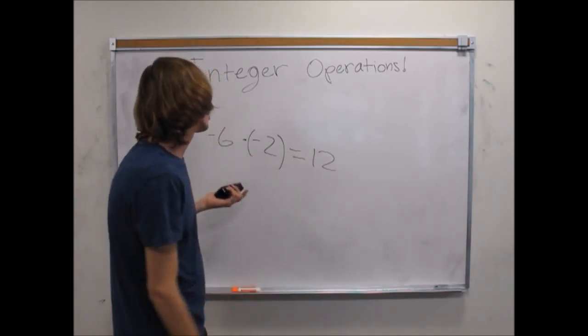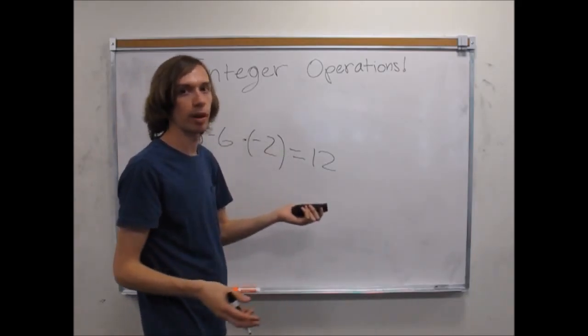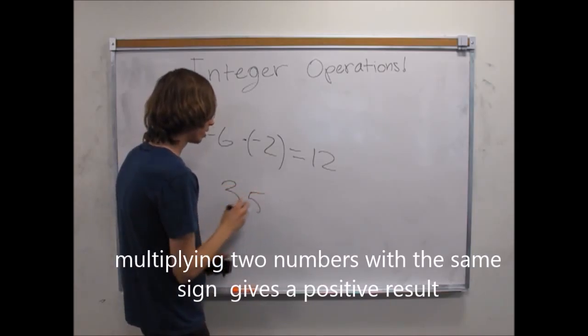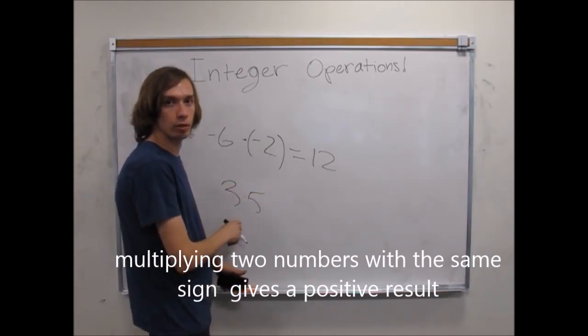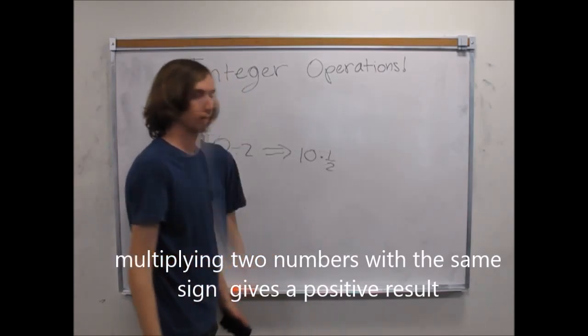And so the rule really is, if you have the same sign being multiplied by each other, your answer is always positive. Because that's the same thing if you had like 3 times 5. These are two positive numbers, but they're also the same sign. So your answer, 15, is going to be positive.